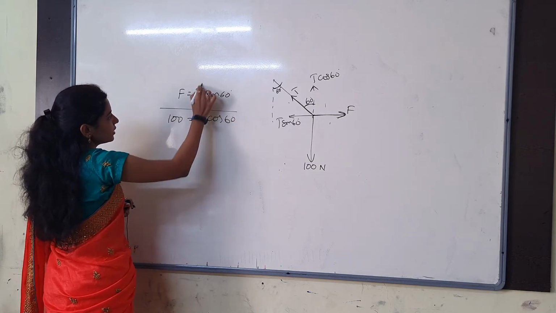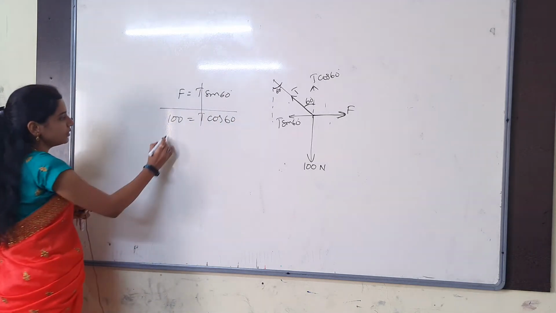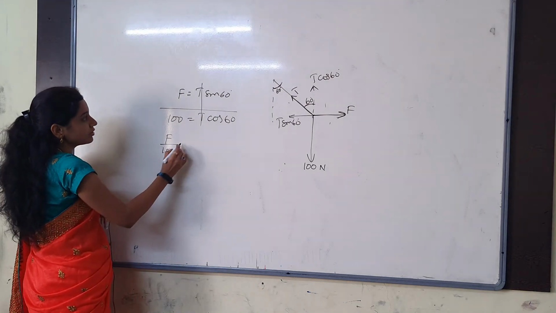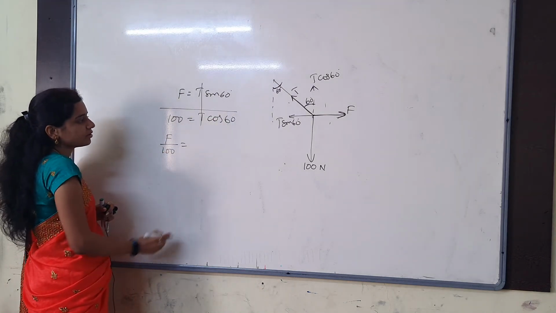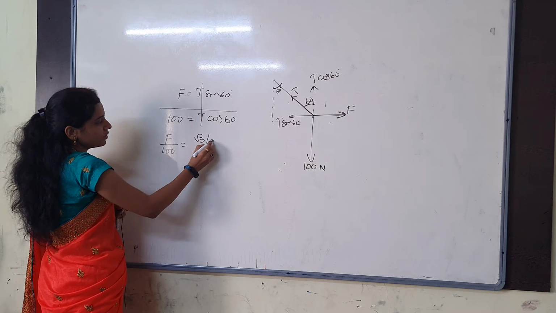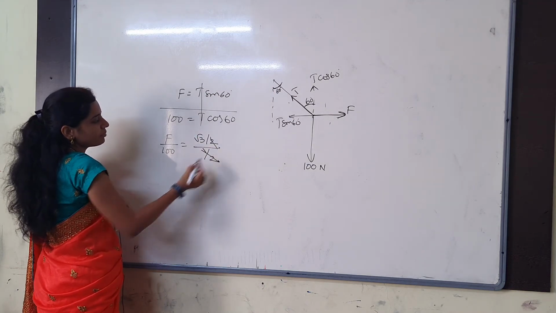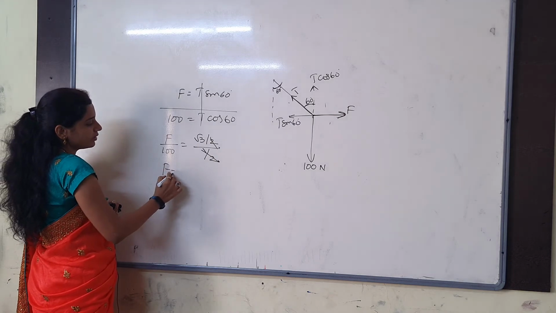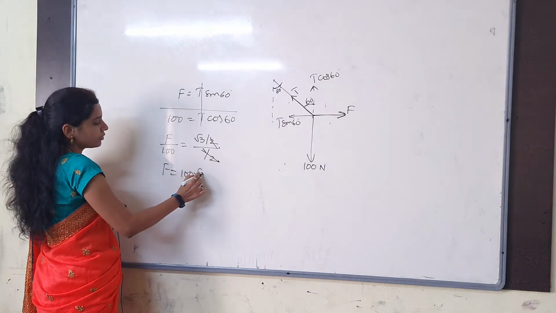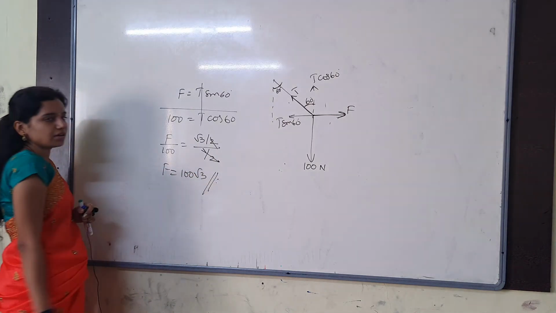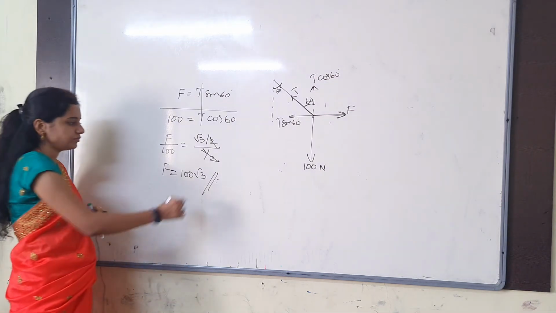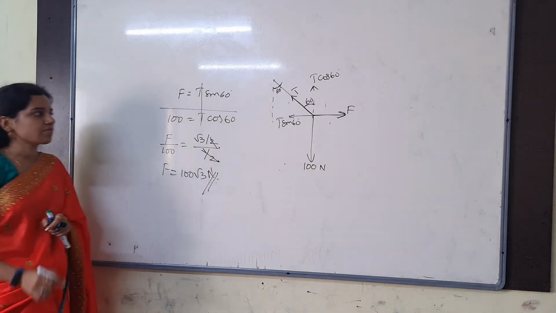Then what will get cancelled here? T gets cancelled. F by 100 equals sin 60 by cos 60. Sin 60 is root 3 by 2. Cos 60 is 1 by 2. The 1 by 2 cancels with 1 by 2. F equals 100 root 3. This is the horizontal force.